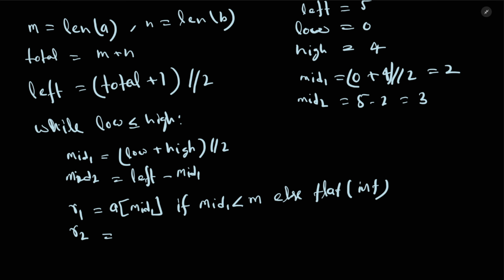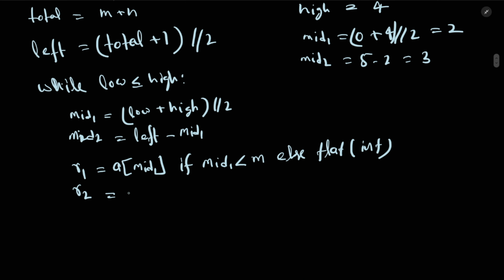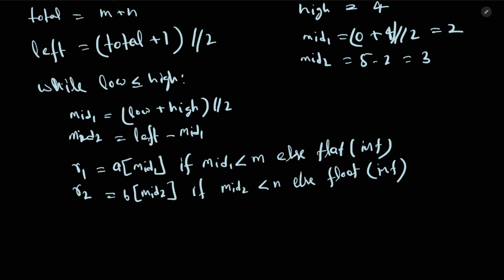Same goes for R2. This can happen on the R2 also. Let's say this is A and this is B. In that case, this will happen again in case of R2. So there also we can say B, and here we need the mid 2, and we can say if mid 2 is less than N, else float inf.